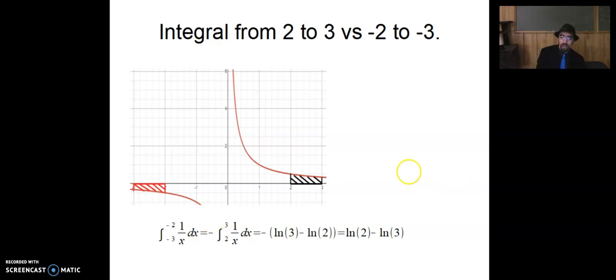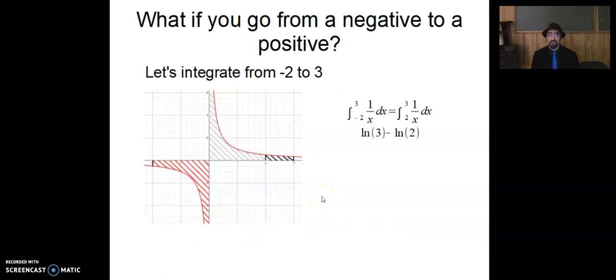The other case we'll want to look at is what if when I'm taking the integral, I start with a negative and end with a positive. So something like this. Let's integrate from negative 2 to positive 3. Now I subdivide my graph into this red region, this black region I had before, and this gray region, which represents the integral from 0 to 2. Informally, I can just say the red region and the gray region are equal in size but opposite in sign, so they cancel each other out.